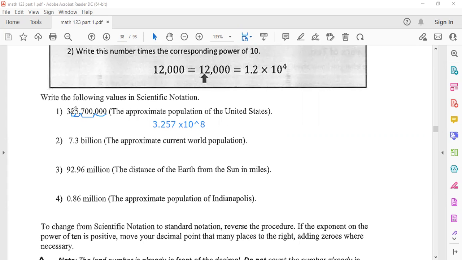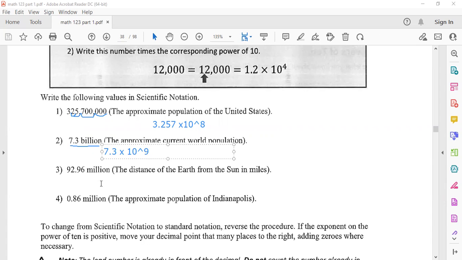Or like, if I'm going to put it here between the 3 and the 2, how many places would I have to move it to the right to get it back to normal? 8 places. So if you have something like this with the word, don't add a bunch of zeros first. Just think about the chart. Billion is 10 to the 9th. So I can just say 7.3 times 10 to the 9th.